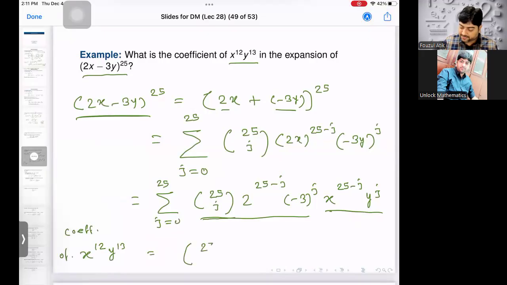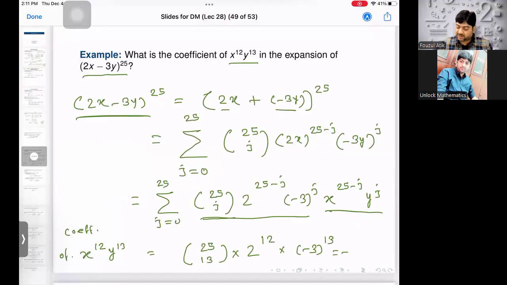So 25C, what is the j value? j is equal to 13 and n is 25. So 25C13 into 2 to the power 25 minus 13, which is 12, into minus 3 to the power 13. So this is your answer, right? So minus 3 to the power 13 is actually minus 1.